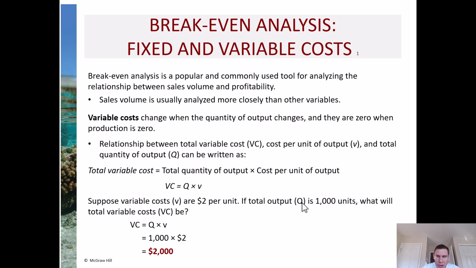The relationship between total variable cost VC, cost per unit of output V, think about volume, and total quantity of output Q, quantity, can be written as VC, total variable cost, equals Q, total quantity of output, times V, the cost per unit of output. So as an example, let's suppose variable cost V is $2 per unit. If the total output Q is 1,000 units, what will total variable cost be? So we just plug in our numbers, right? Q, the quantity, is 1,000, the variable cost per unit is 2, so we get 2,000.